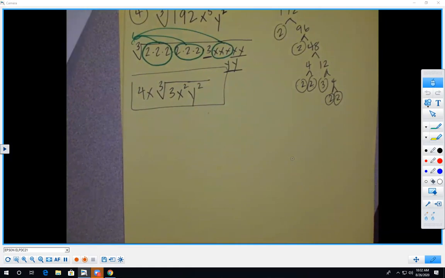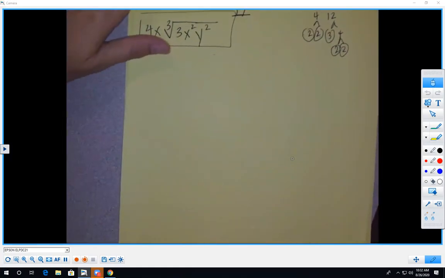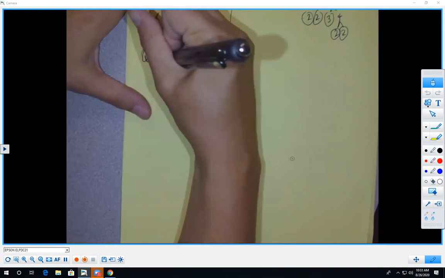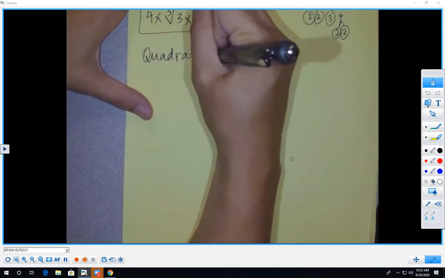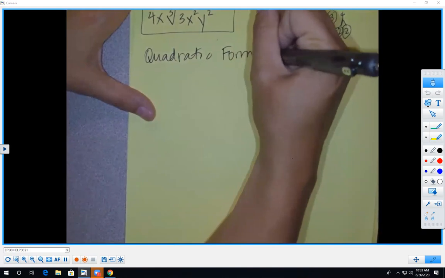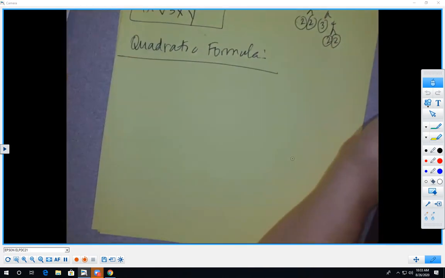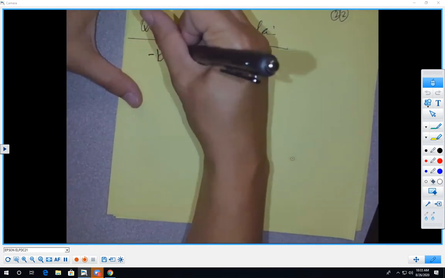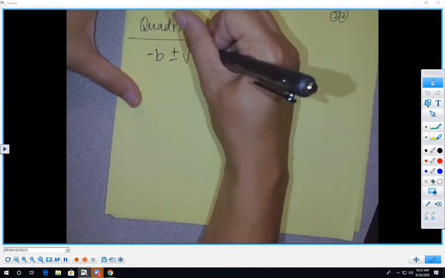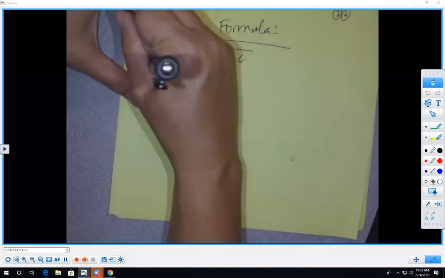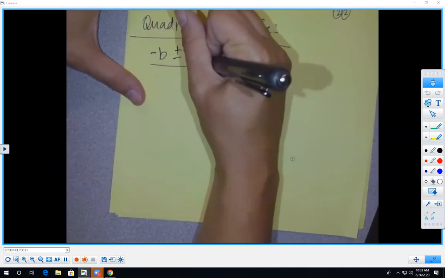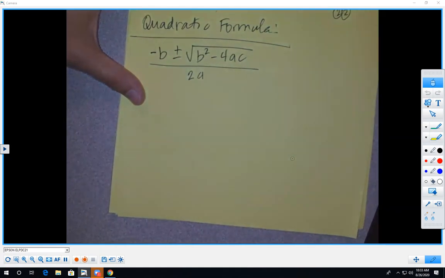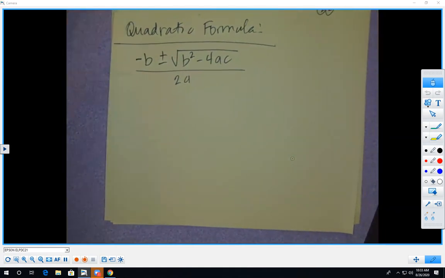Okay, so solving a quadratic, a problem that has x squared, and we're using the quadratic formula. There are other ways to solve quadratics. We will learn that in like 3 weeks. But for now, any quadratic you come across, you just use the quadratic formula. Quadratic formula is negative b plus or minus the square root of b squared minus 4ac all divided by 2a. You will have that on your tests, on your comp exam.